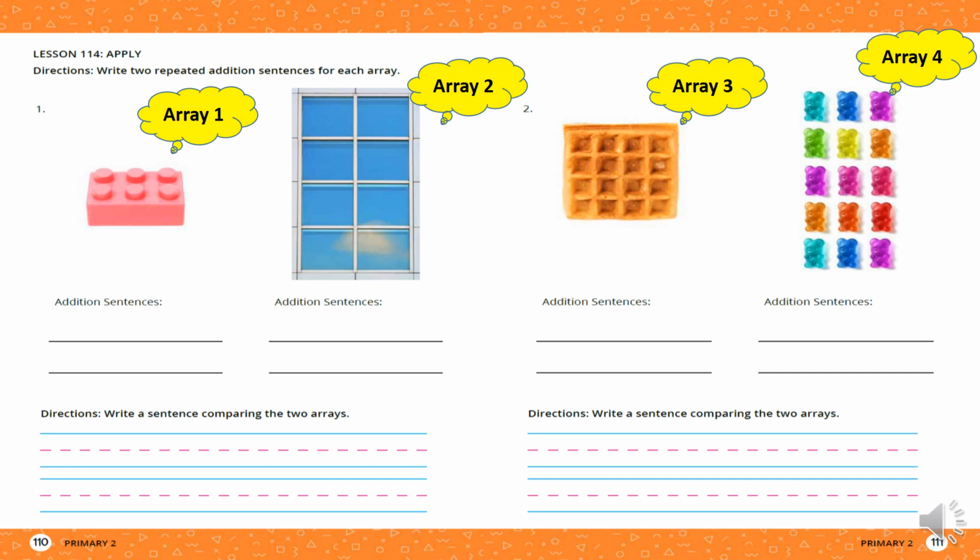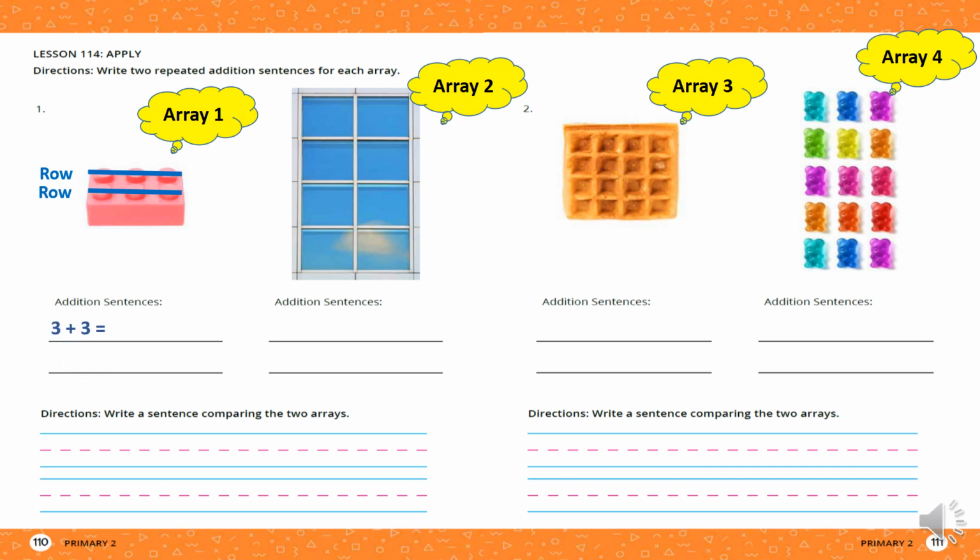Lesson 114, the apply part. Write two repeated addition sentences for each array. We studied arrays before and we said that an array means a set of rows and columns without any gap. Again, an array is a set of rows and columns without any gap. Okay, so look carefully at the following array. It has 2 rows.